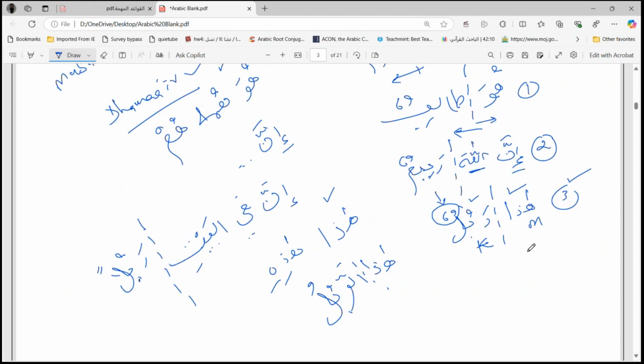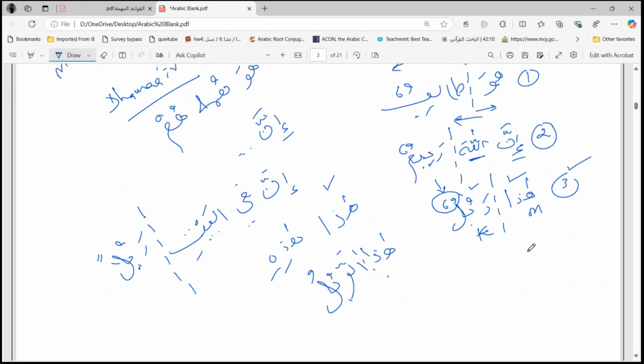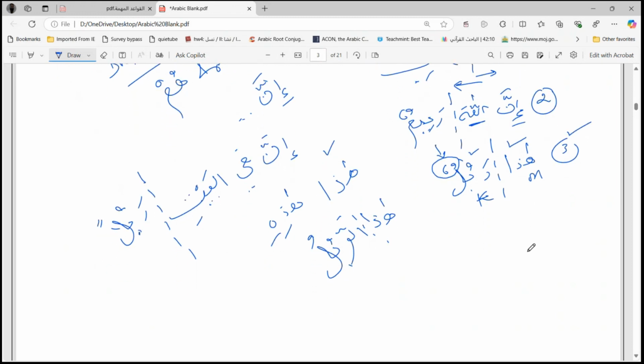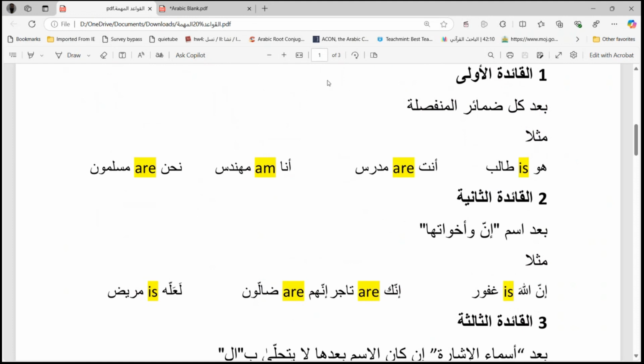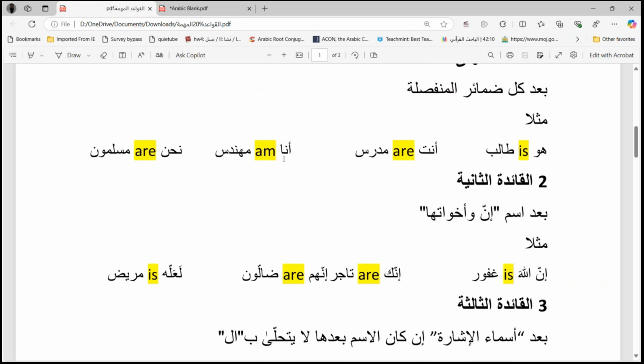Innallaha, first one is huwa talibun, then innallaha rahimun, then haza rajulun. Then we saw qaida number 1: after every zamair munfasila, every detached pronoun, you put a hidden is. Huwa is talibun. Anta are mudarrisun. Ana am muhandisun. Nahnu are muslimun. You put the is in between because these are all zamair munfasila. So this is mubtada and after it is khabar.